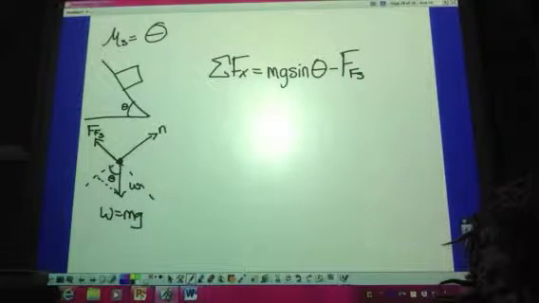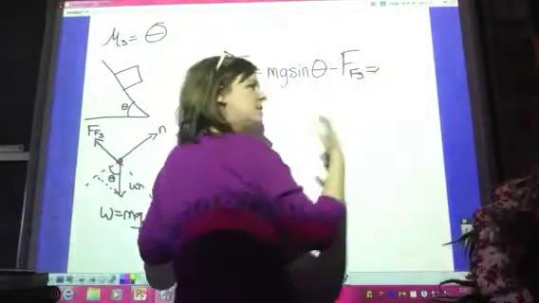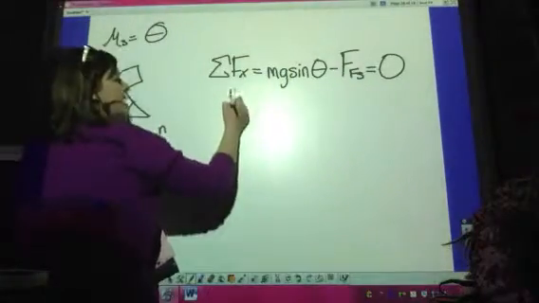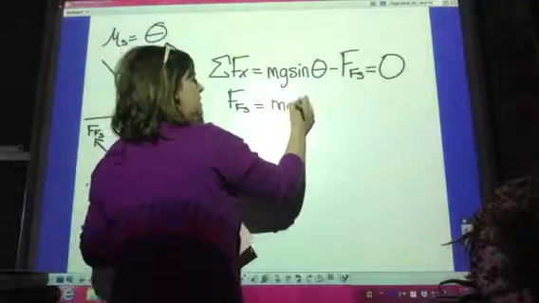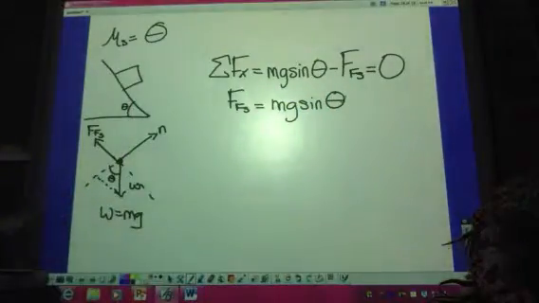Well, I can set these equal to 0 because right now I know that the block is at rest because it's static friction, right? So I know that this block is just sitting here at rest. So I could say that my net force, since the block is at rest, it's static friction, that would be equal to 0. So then I could say force of static friction equals mg sine theta.